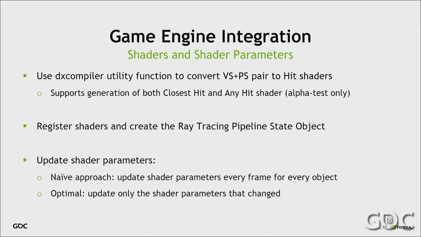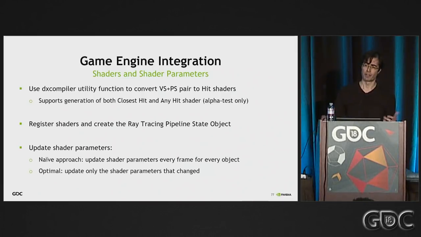Now, there's a lot of shader code that you've already written in your engine to do shading. A lot of it, especially if you have a forward shader, is quite useful, and you should be able to reuse it. To enable us to do that easily in an engine as complex as G4, where there are thousands of shaders, we use an approach that combines the vertex shader and the pixel shader code and automatically generates a hit shader using an extension to Microsoft's DirectX compiler. This also allows us to automatically generate any hit shaders that just compute the alpha test result.